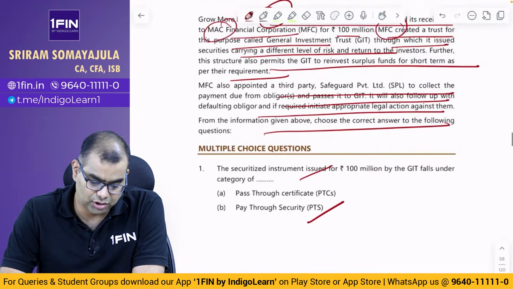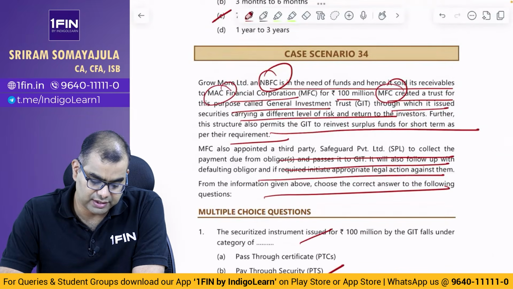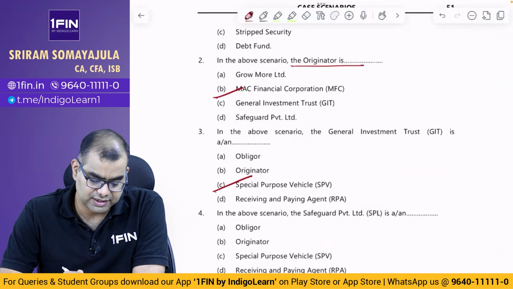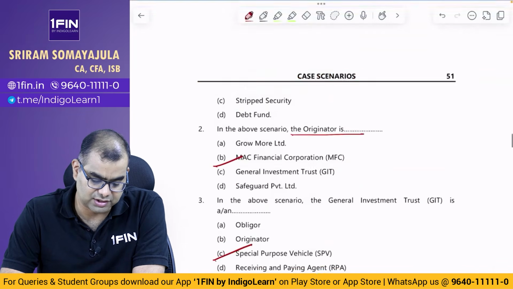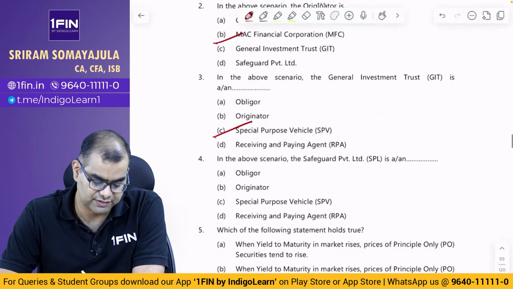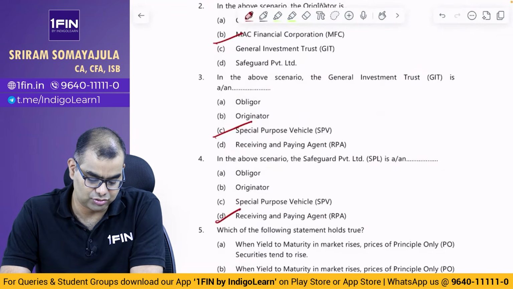They have done what to GIT? Created a general investment trust. So they are the SPV. Safeguard Private Limited is a what? A safeguard is doing what? Collection agent. Receiving and paying.